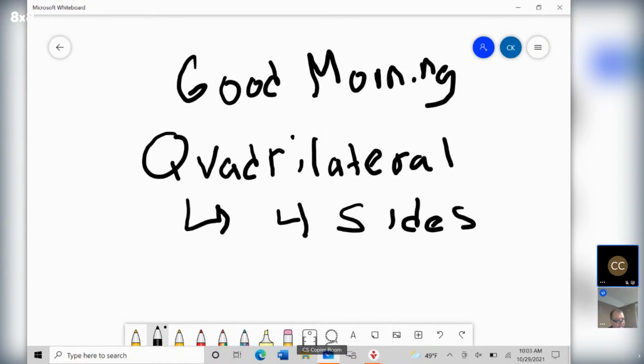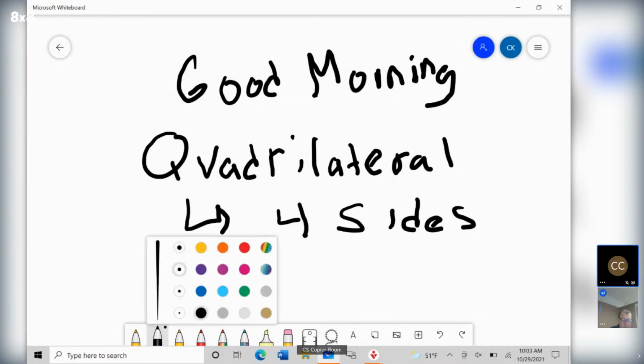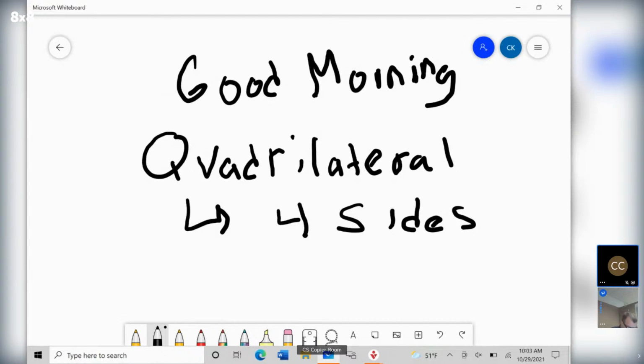The other day we looked at triangles. We showed you what a circle was. Today, I want to focus on quadrilaterals. A quadrilateral is any shape with four sides. A triangle has three. A circle doesn't really have any, maybe one. And the quadrilaterals are going to have four sides. We're going to look at different types of quadrilaterals today.